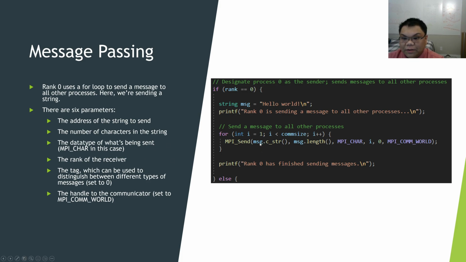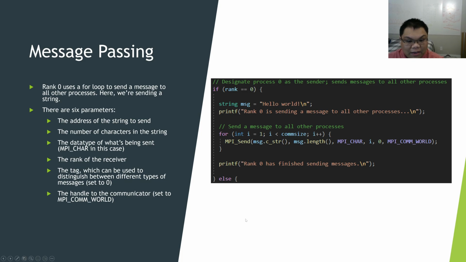So for the first parameter, we can just pass in message.c_str. The second parameter is the number of characters in the string. So for the second parameter, we can just pass in message.length. The third parameter is the data type. Here it's MPI_CHAR. The fourth is the rank of the receiver, that's the process ID of who's receiving.